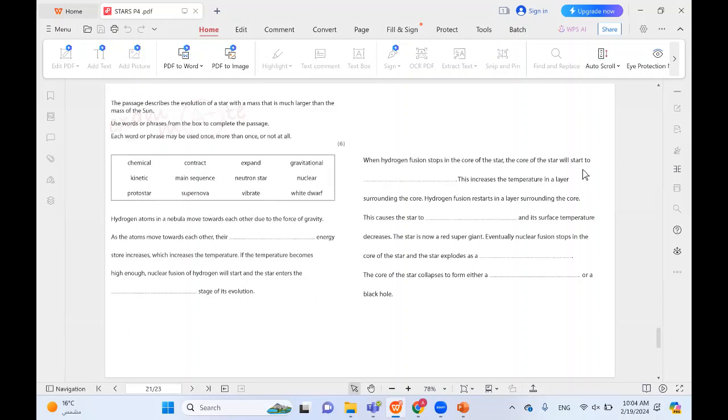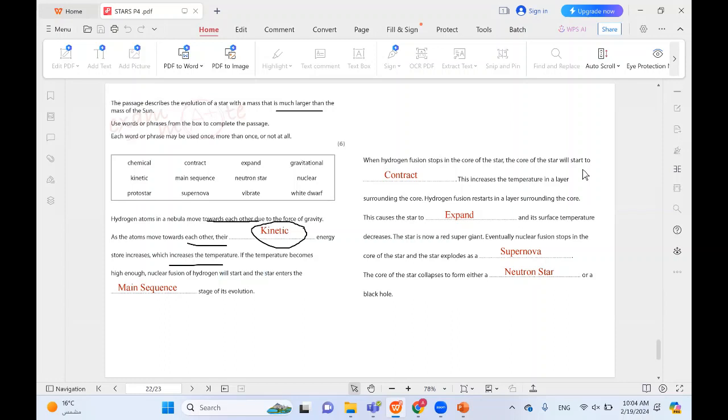For the final question in this video, we are required to use words from the box in order to fill in the blanks. So let's begin. This is the evolution of a star with a mass much larger than the sun. So we're going in the direction of supergiant and so on. So hydrogen atoms in a nebula move towards each other. This is the force of gravity we talked about. And because they move towards each other, their kinetic energy increases, which increases the temperature. So we said that as they move towards each other, their temperature increases.